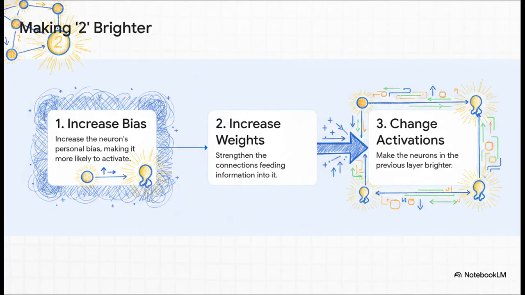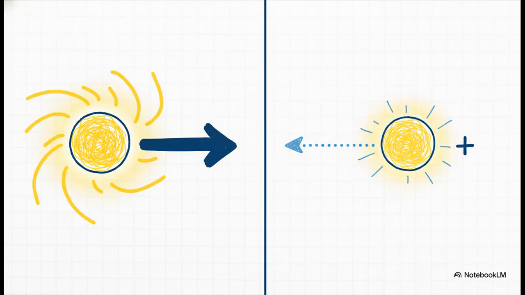Let's just stick with that 2 neuron that wants to get brighter. How can we make that happen? Well, there are basically 3 levers we can pull. We could just increase its own internal bias, kind of making it naturally more eager to light up. We could increase the strength or the weights of the connections that feed into it. Or, and this is the really cool part, we could change the brightness of the neurons in the layer that came before it.